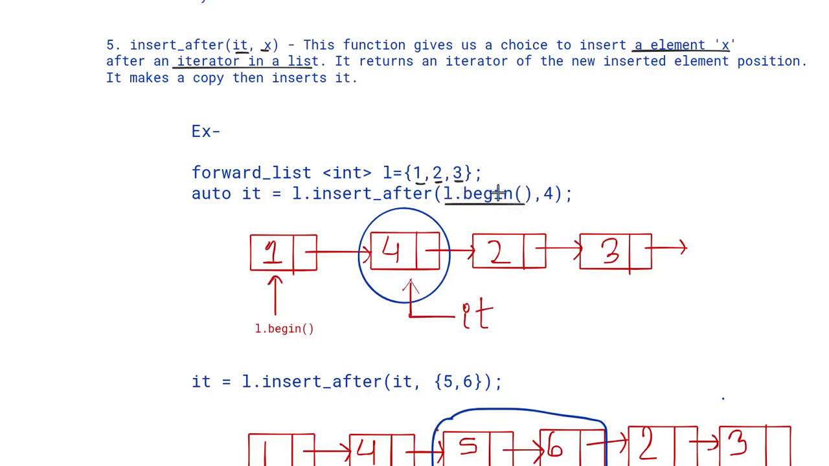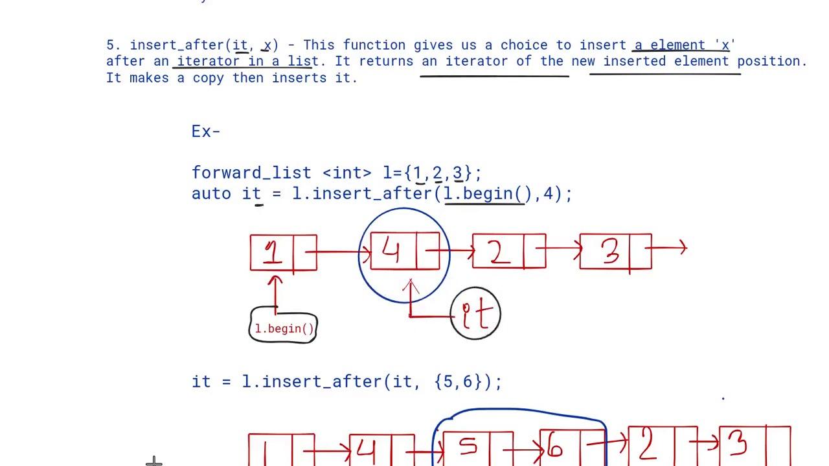L.begin actually returns an iterator of the first element here, L.begin. So what I did, I inserted 4 after the first element, L.begin. This is an iterator, and after the first element, see, here is our 4. And it also returns an iterator of the new inserted element position. I mean this, 4.